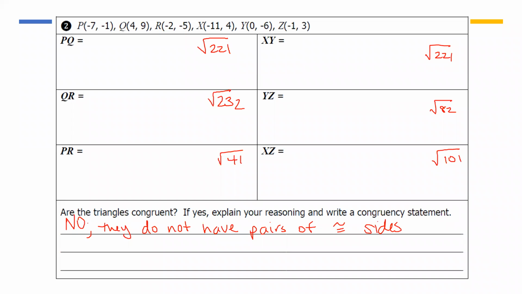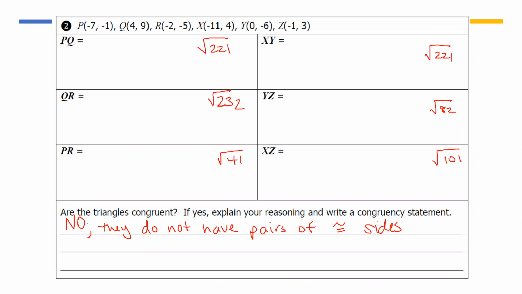So you can see my answer for each length here. PQ, you should have gotten the square root of 221. QR is the square root of 232, and PR is the square root of 41. And when I went over to XY, I got the square root of 221. That was promising. But then for the next side, I got the square root of 82. That didn't match. So I started thinking, they're probably not congruent. And then for YZ, I got the square root of 101, which definitely doesn't match.